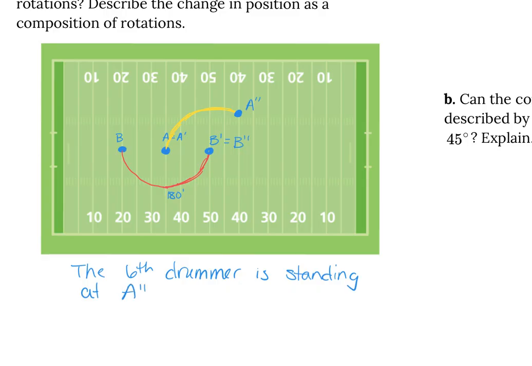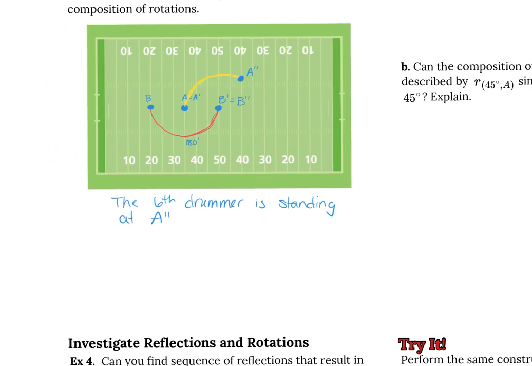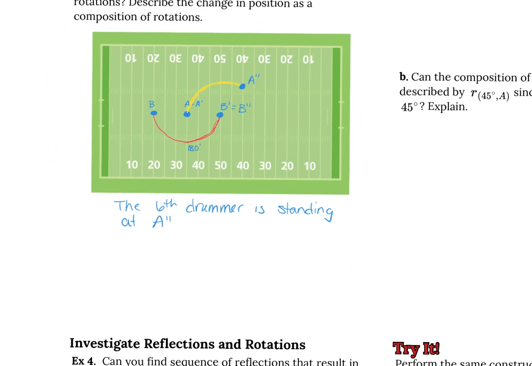Okay, and then our rotation composition. We rotated 180 degrees about A, and we rotated minus 135 because we went clockwise about B prime.